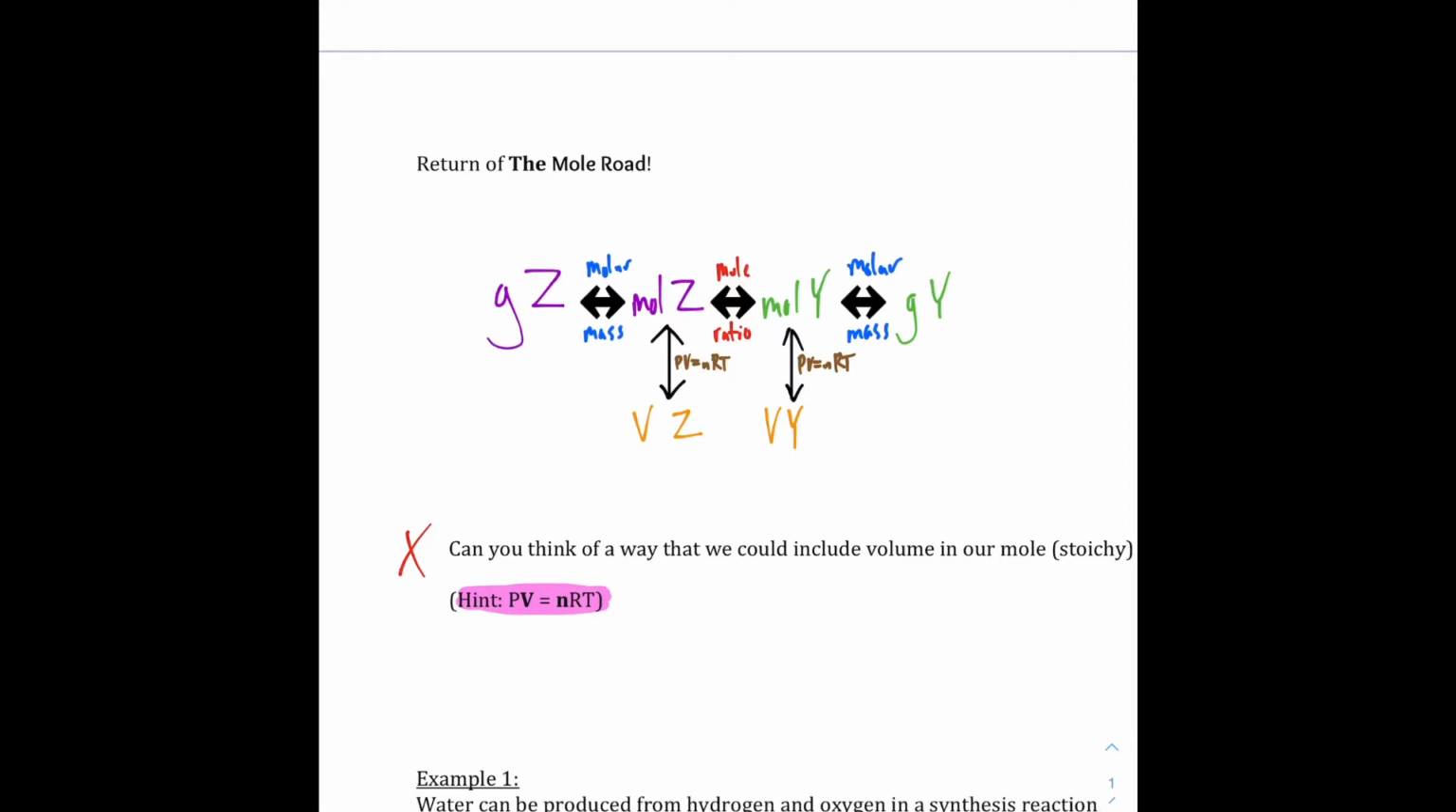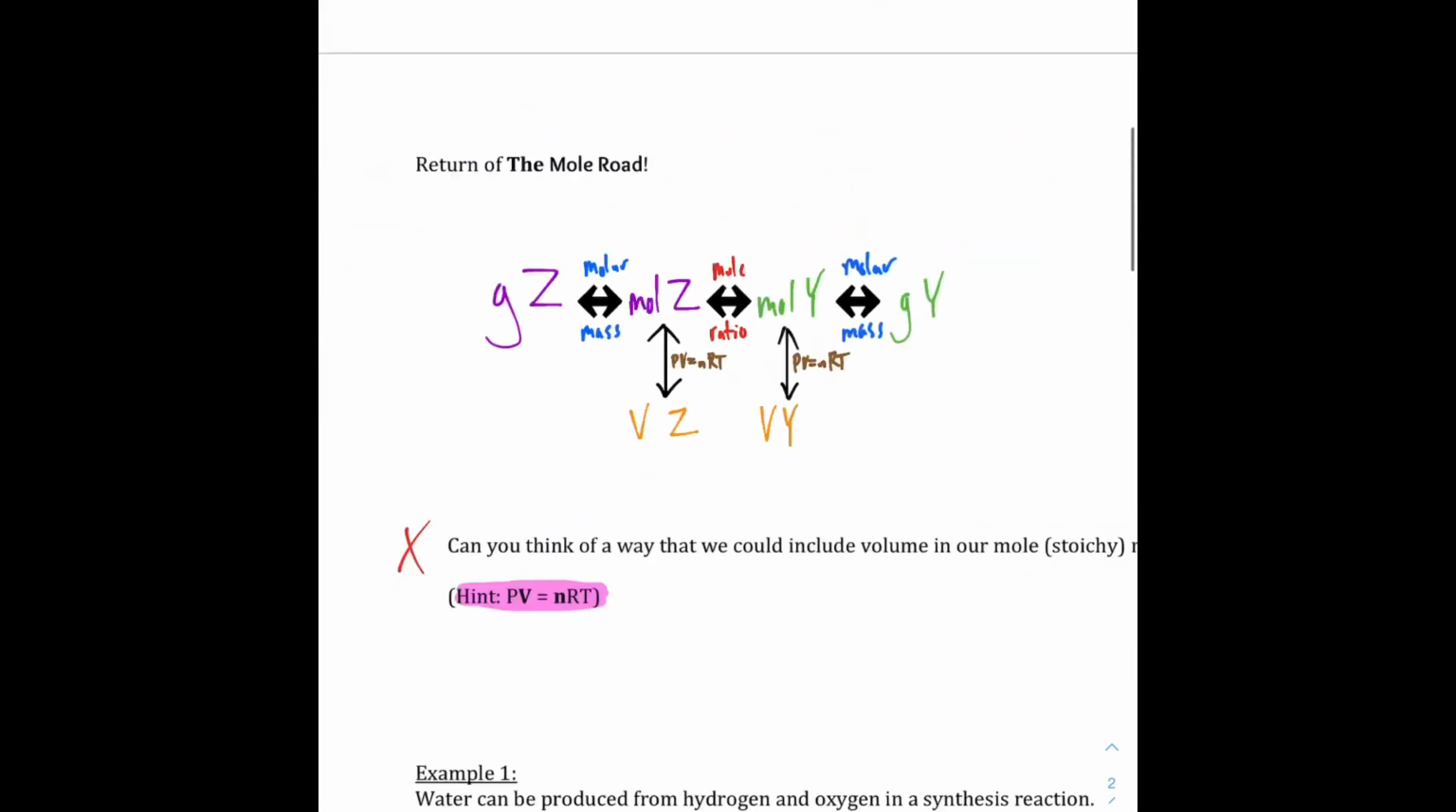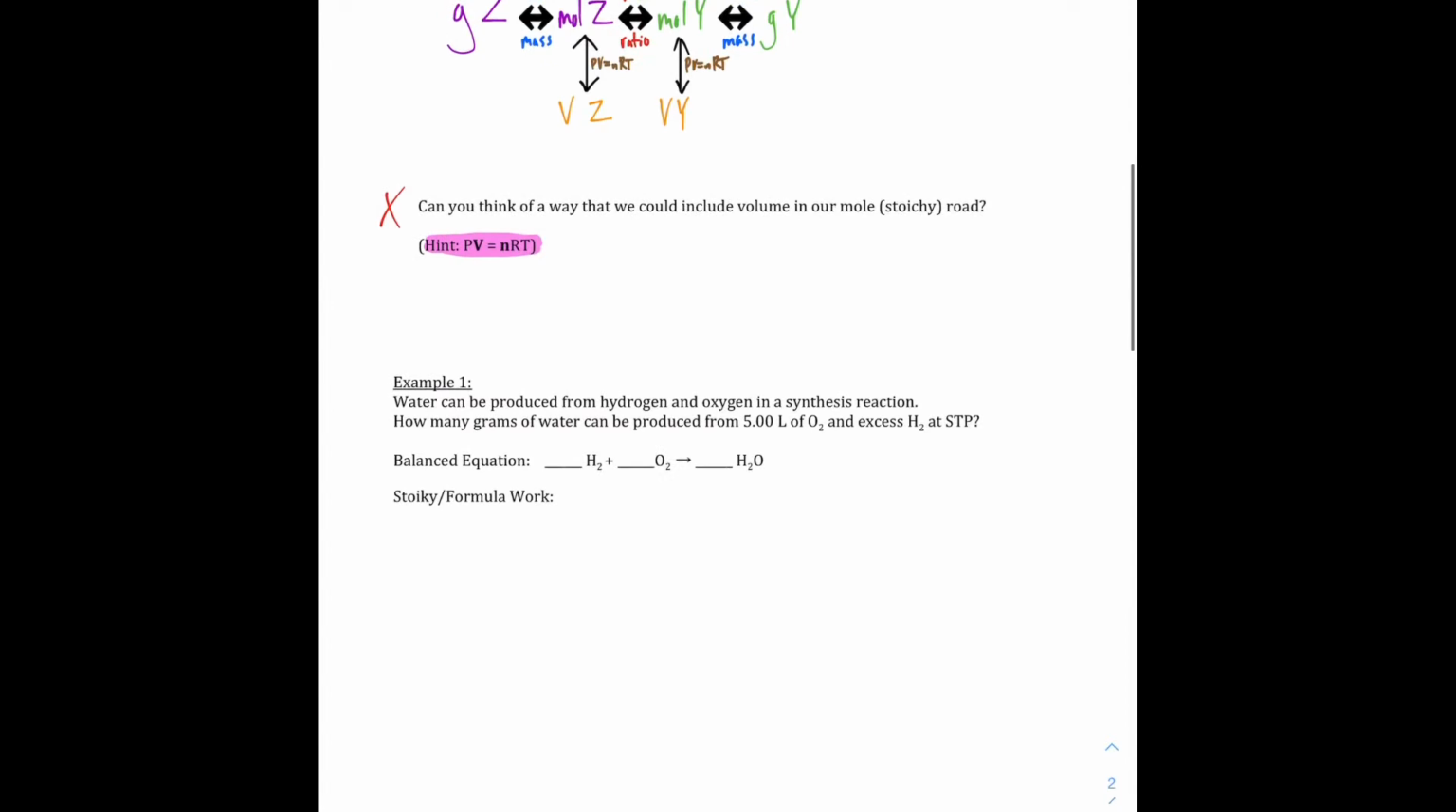What we need is an equation. It's PV equals nRT. And that kind of assumes then we're going to have some information about pressure and temperature if we're going to convert from volume to moles. So watch out for those when we try these next three examples.